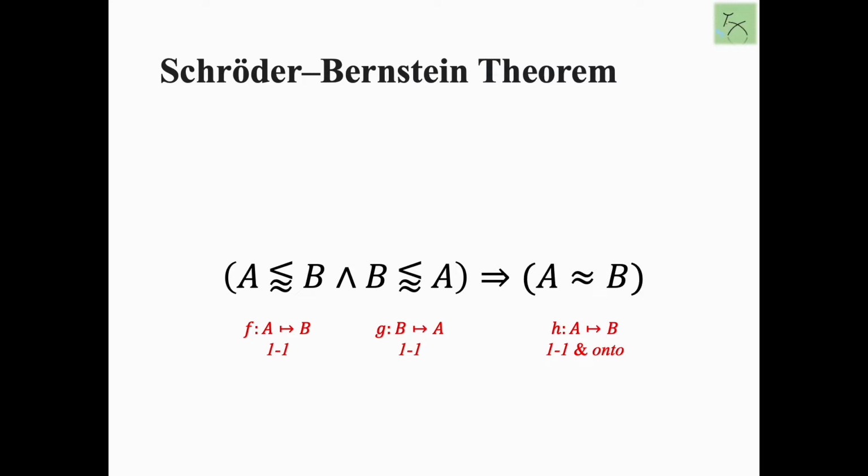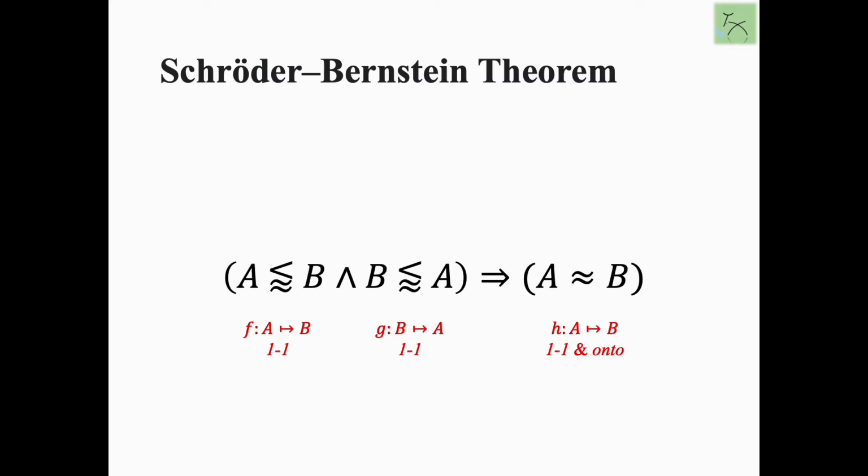It is stated like this. If a set A has cardinality less than or equal to B, and B has cardinality less than or equal to A, then we know that A and B have the same cardinality. In other words, they are equinumerous.